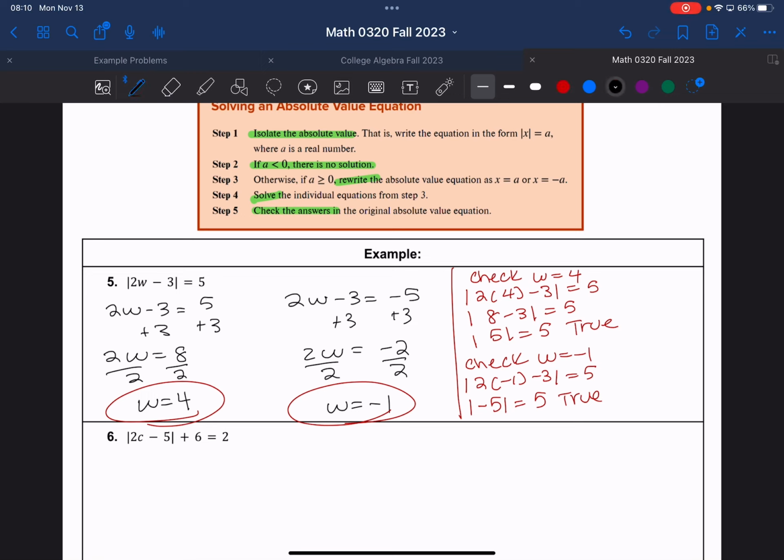And I would write this as the solution set negative 1, 4. If only one of those statements were true and the other was false, that means I would only have one answer instead of 2.